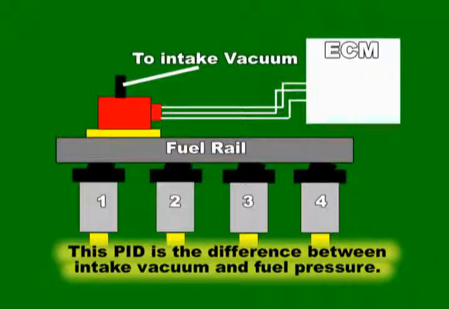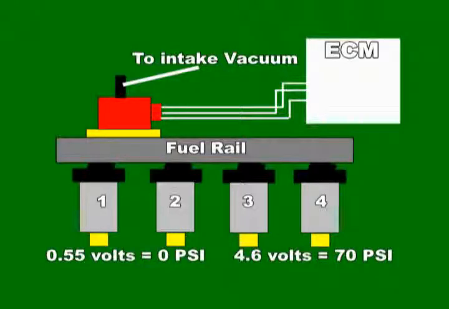As a rule, a 0.55 volts signal corresponds to 0 pressure, and 4.6 volts corresponds to about 70 psi. When analyzing this PID, make sure the small vacuum hose is connected.